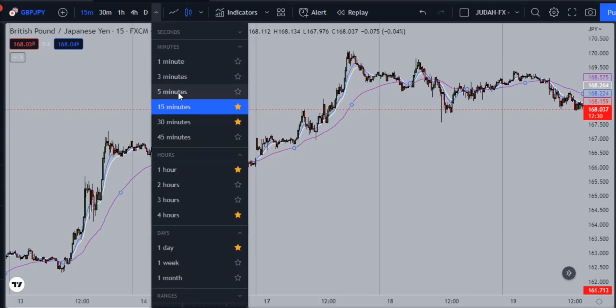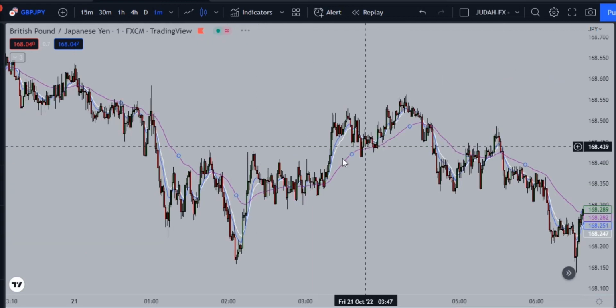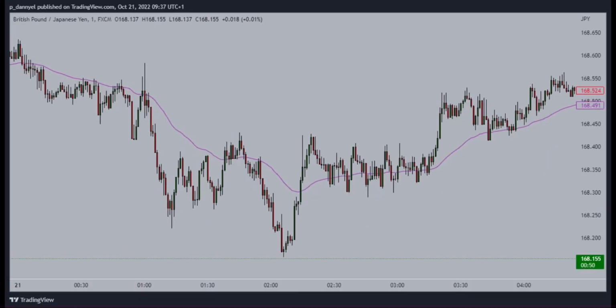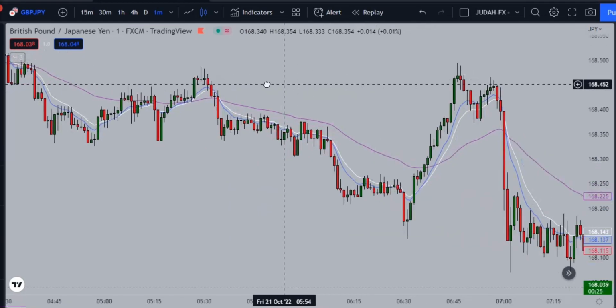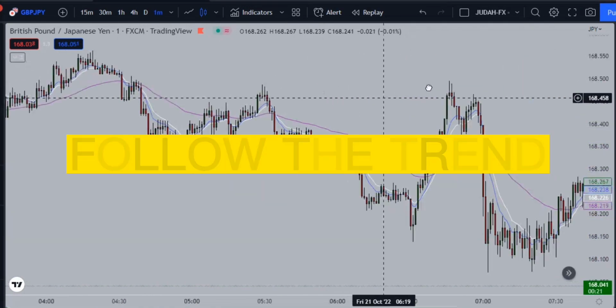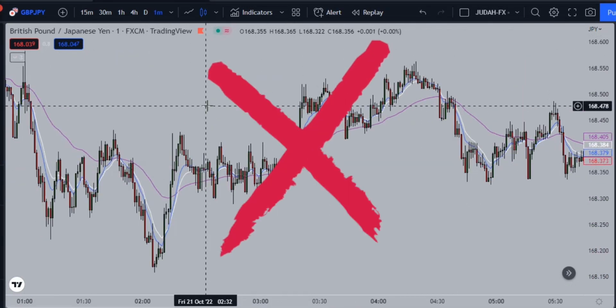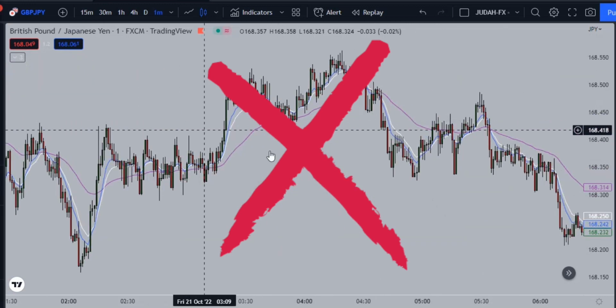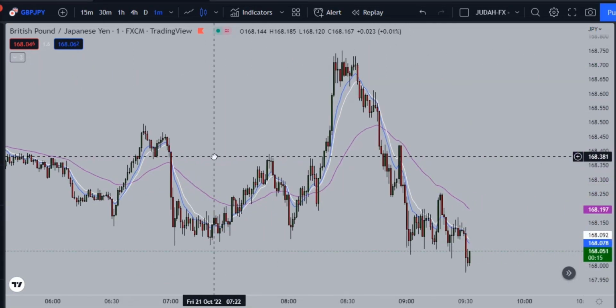This strategy uses the 1-minute time frame for scalping. Here's how it works. We use the 50 moving average as the trend indicator. It shows us the direction we should be trading. In this channel, we usually follow the trend. That's your safest bet. Going against the trend may kill your account. Why? Because you're going against the overall direction of the market.